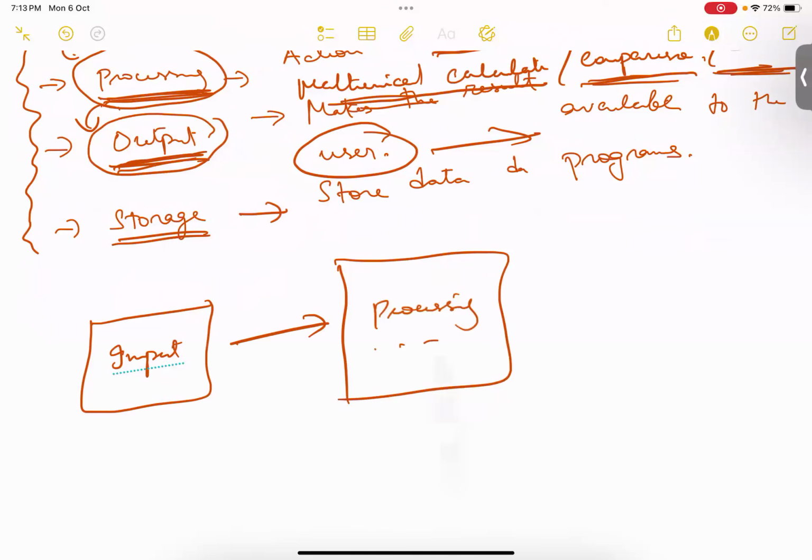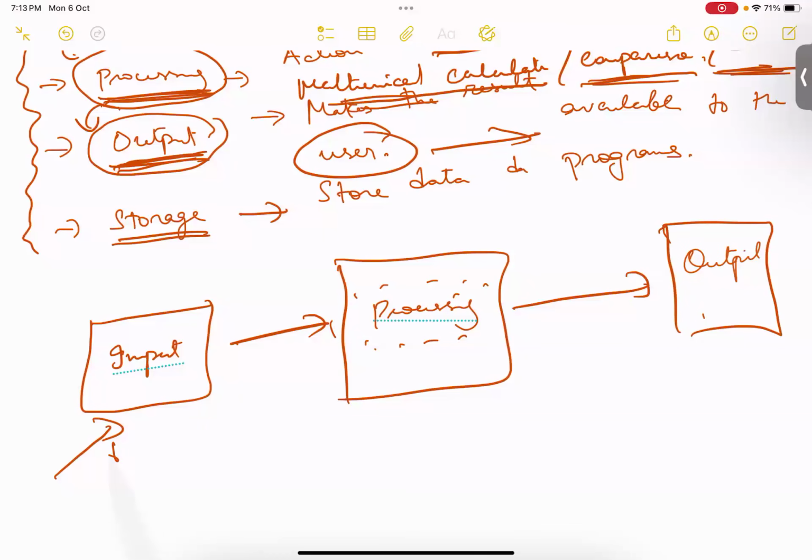Processing is where all the manipulation of the data takes place. Here, finally, the output will come out. Input has to be done by the user, and the output is displayed or provided to the user.